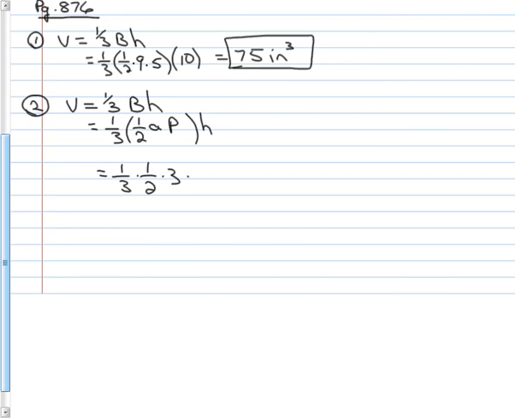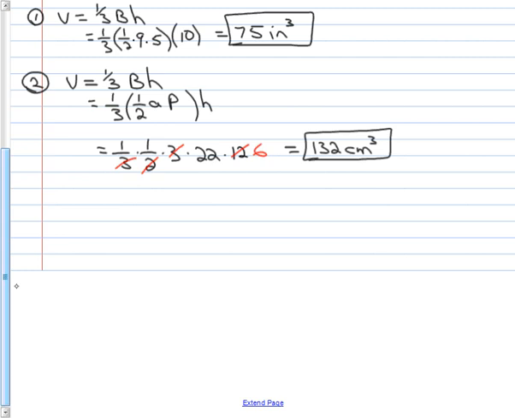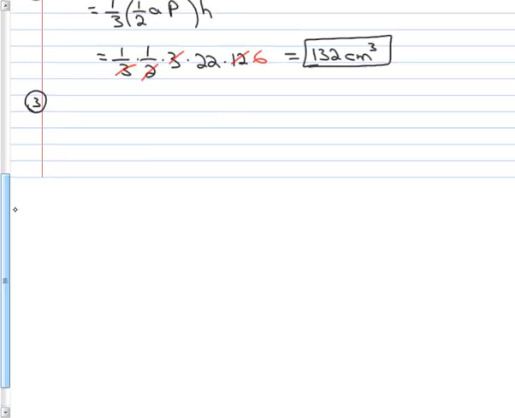4.4 times 5 is 22. Times the height of the pyramid, 12. 3 and 2 make 6, or 3 and 3 cancel and 2 goes into 12 six times. It's really just 6 times 22 is all that's left. 132. What was our unit? Centimeters cubed. They have not been evil for us yet.